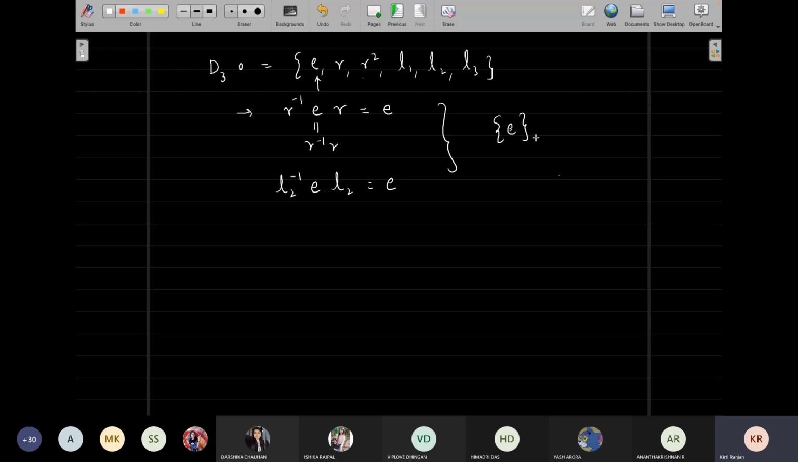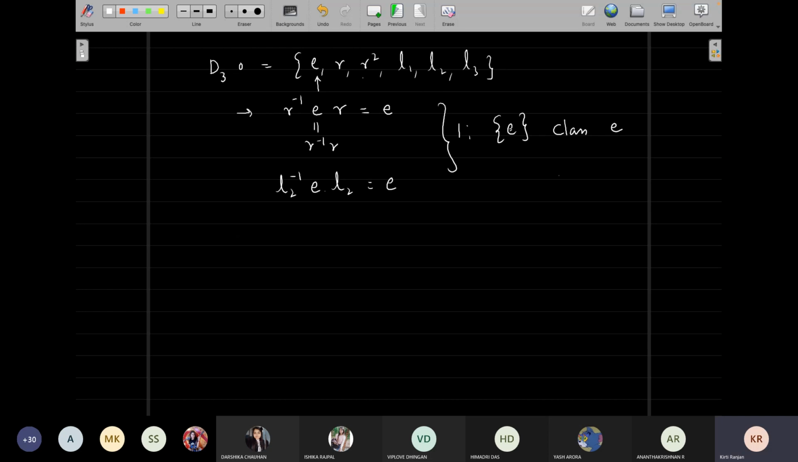Since we are going to divide our whole group into sets, the first set will be a simple one. This set, or the class as I will call it, will contain only one element, and that element is E. Because if you do these relations, R inverse E R, R square inverse E R square, and so forth, you will get only one result, which is E. So E is conjugate of itself. That is what the meaning is.